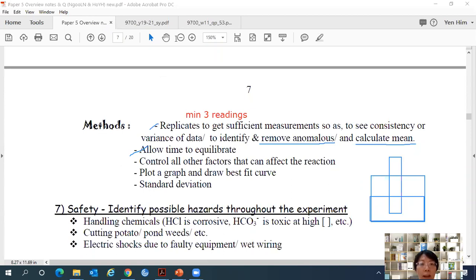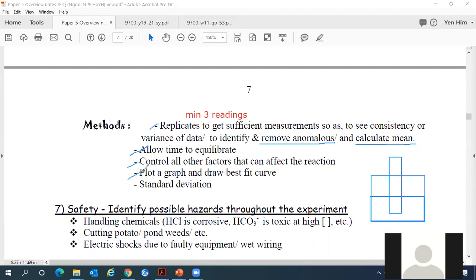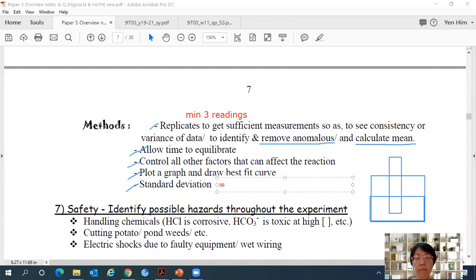Or the pressure is equilibrated, for a respirometer. All other factors must be controlled. All control variables must be well controlled. Plot a graph, draw the best fit curve, and do standard deviation. It is a statistical analysis. Standard deviation, most of you have learned already, right? Standard deviation means the spread of the data around the mean.